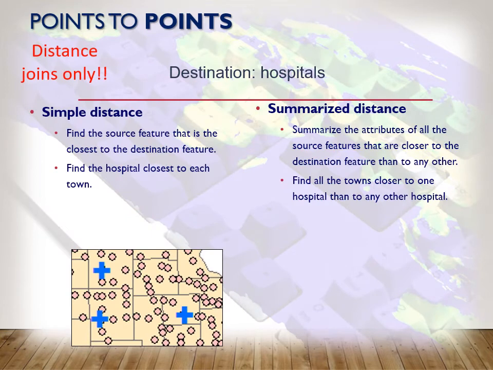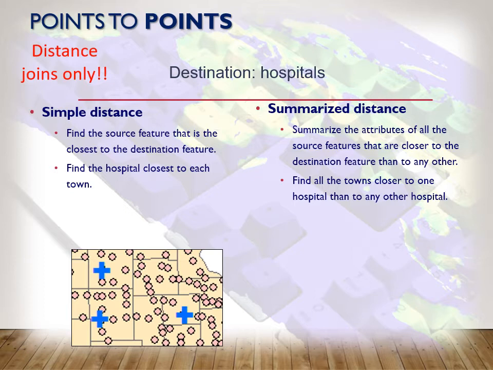So let's take a look at more specific examples. So again, with points to points, we cannot do an inside because you can't have a point inside another point. We only use distances. So that narrows it down to simple or summarized. So some examples of distance, again, find the hospital closest to each town. Summarized would be summarize the attributes of the source features.